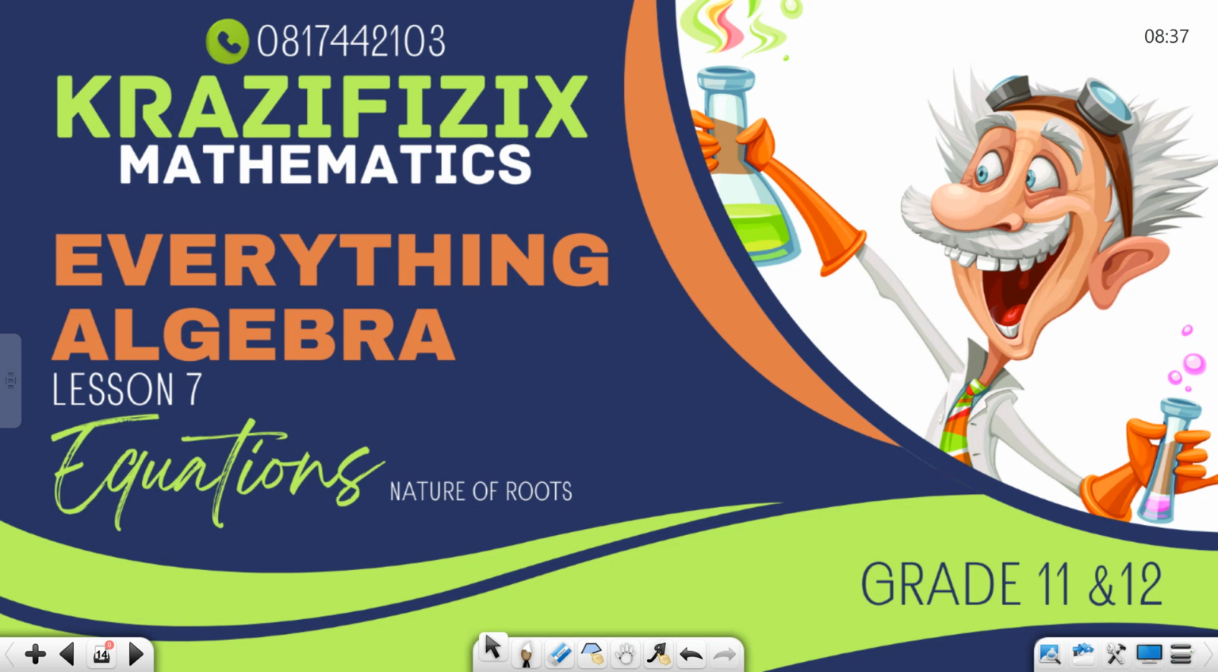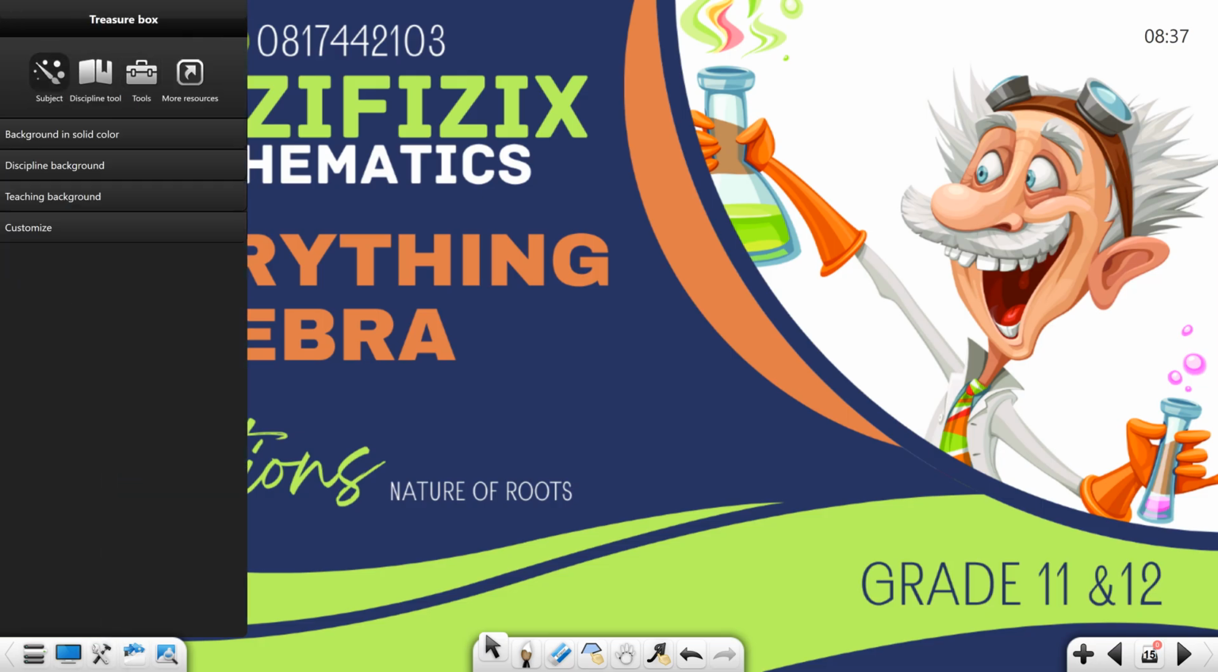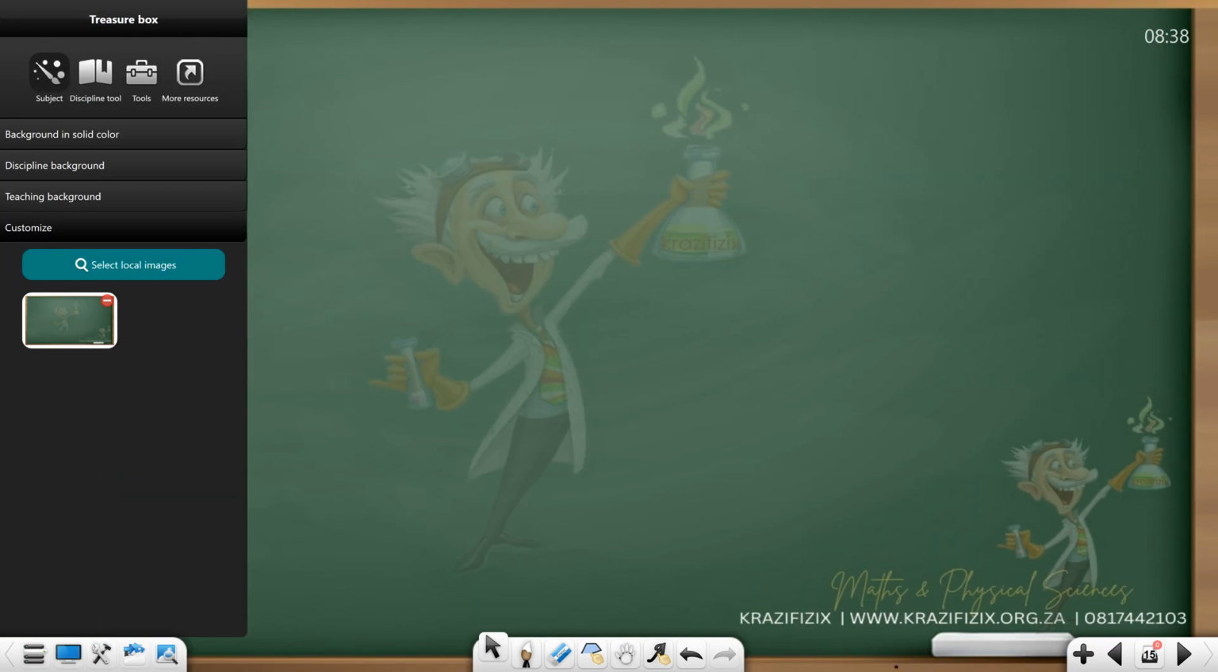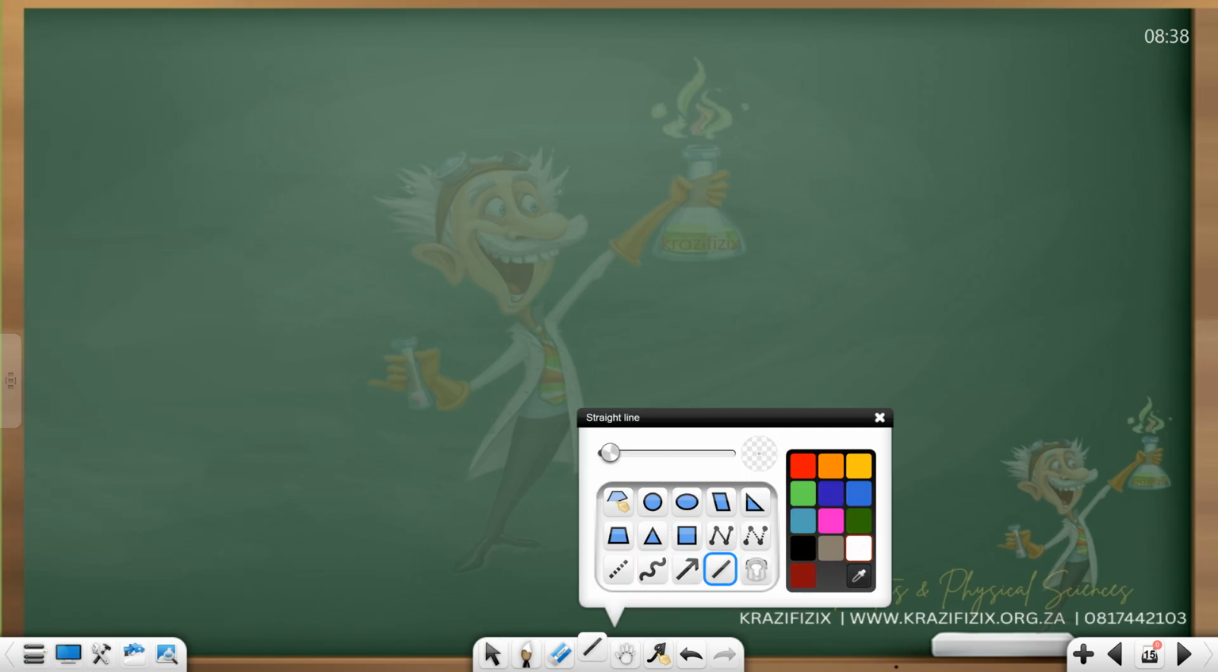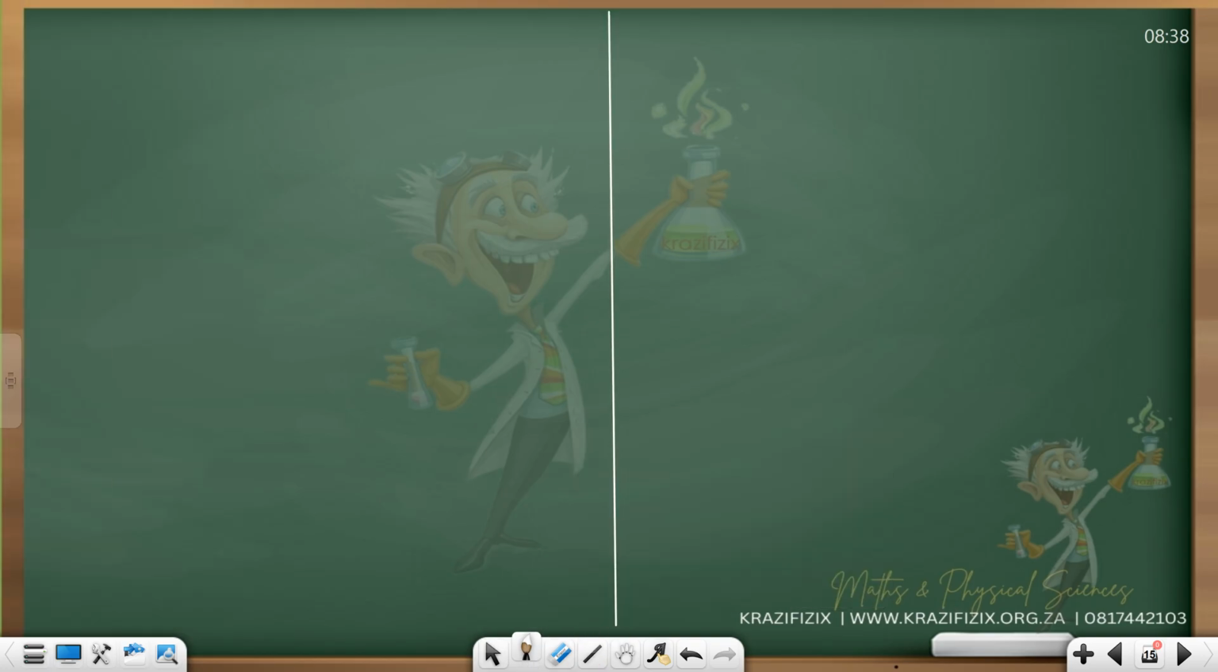We are looking at our 7th lesson on equations, and in this 7th lesson we're looking at the nature of roots. Nature means the behavior of something. But the question is, what are roots? So when we say nature of roots, let's break it down. Almost an English class this morning. The word nature would mean the behavior.